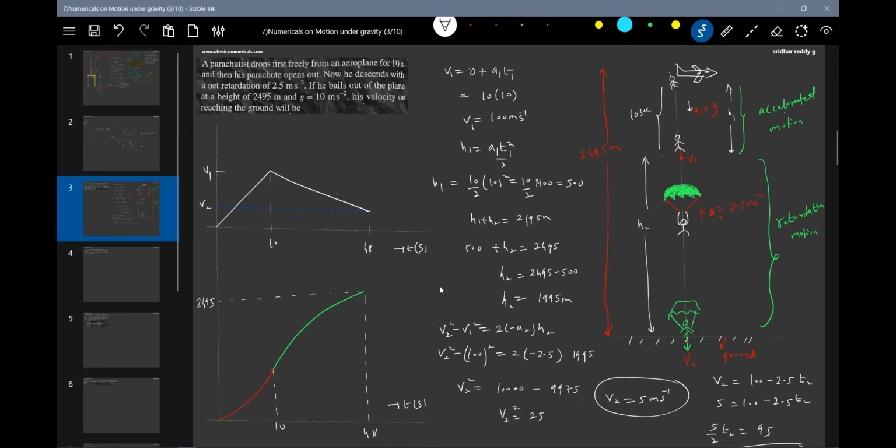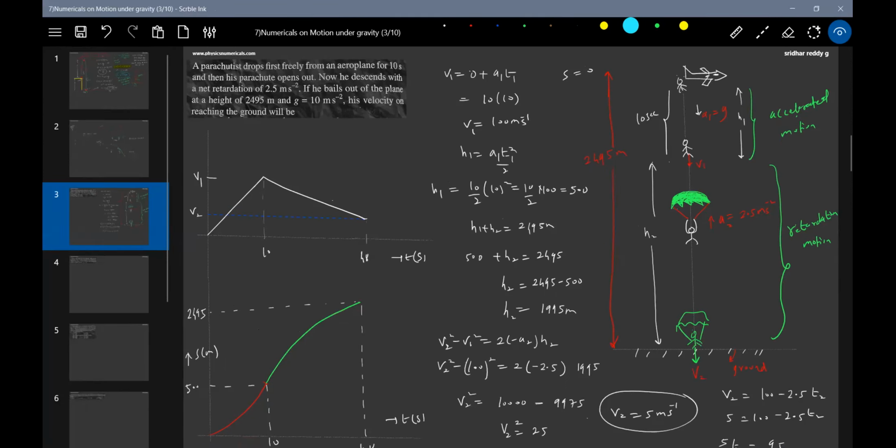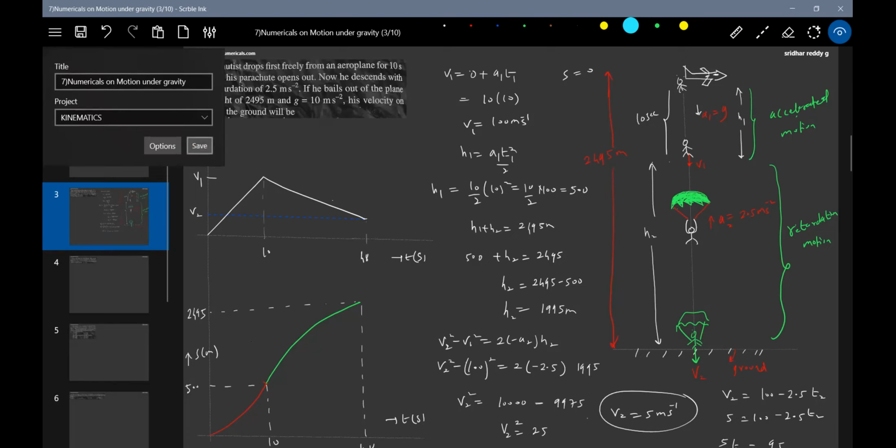And H1 we have calculated, so this will be 500. This is the position. S equal to 0, I'll define this one. Okay, you see all the graphs. No, it will not change direction of motion. It is like first acceleration, then retardation. In every problem, you must draw all the possible graphs.